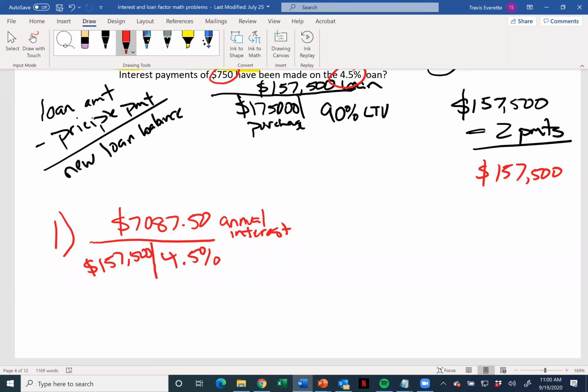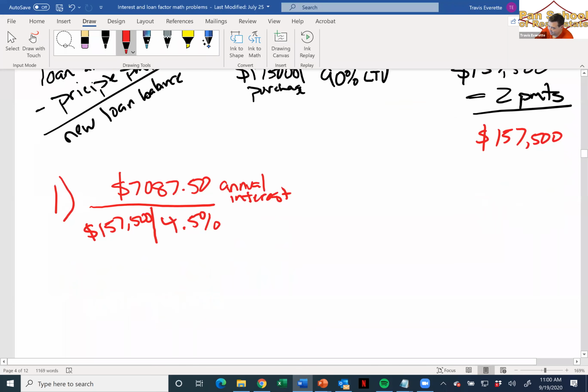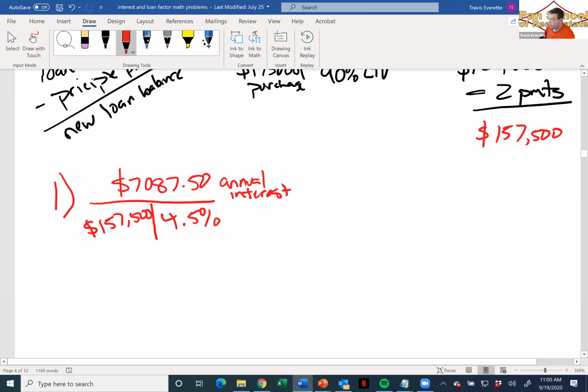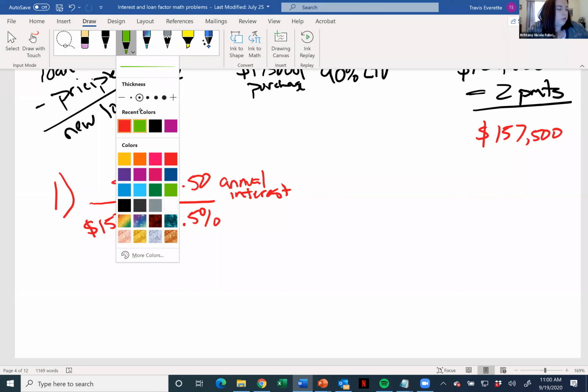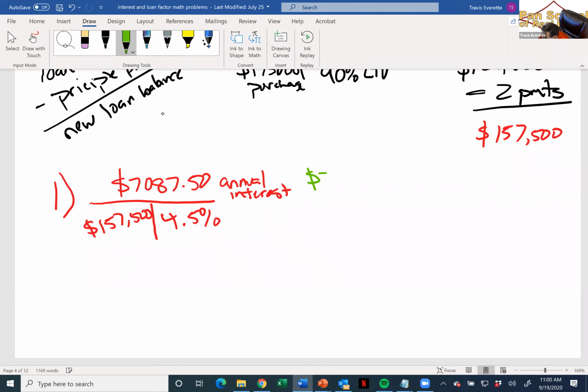Travis, I think I made, are we on number 12? Okay, I'm sorry. I was on number 14. Okay, we're on 12. So how do I break that annual interest down into monthly? I'm going to divide it by what? 12. So 7,087.50 divided by 12 will give me my monthly interest. 590.63. Yep. That's $590.63 in monthly interest.